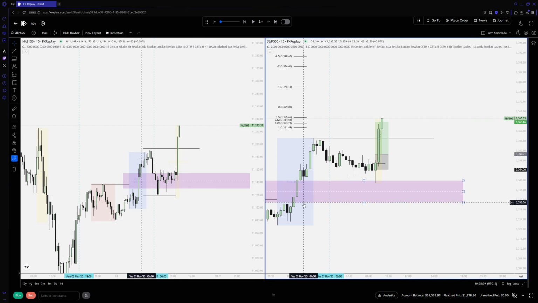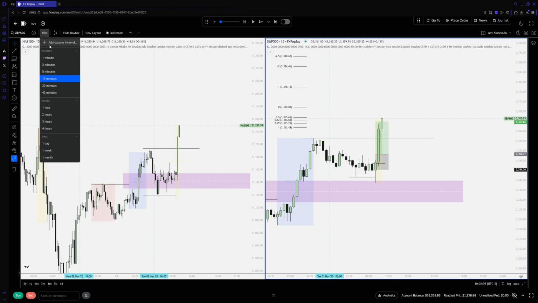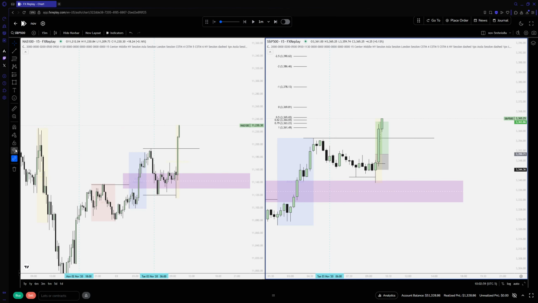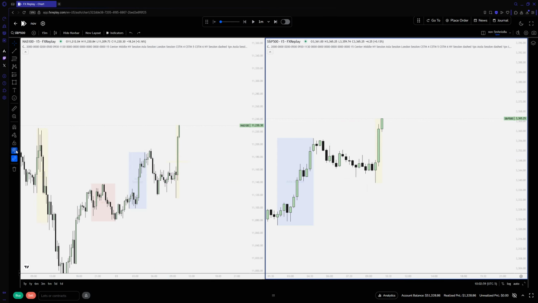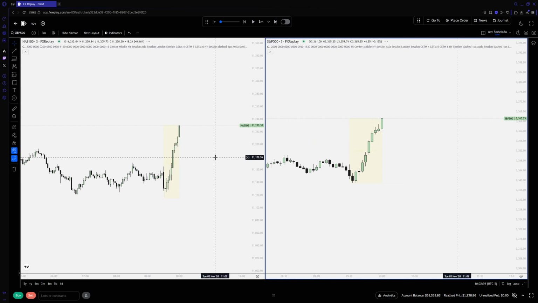So we did get a sweep after all. We got a sweep on both. No SMTs really, but I mean, there's probably an SMT somewhere. No, there's not. But regardless, they both swept and they both had a shift in market delivery. But then after that, just bring back the drawings. Oh, I wanted to move this back basically. Okay, yeah. So that's basically that for the 15-minute.